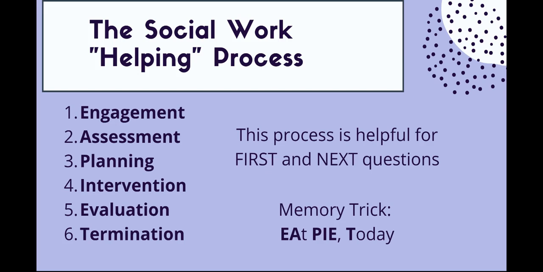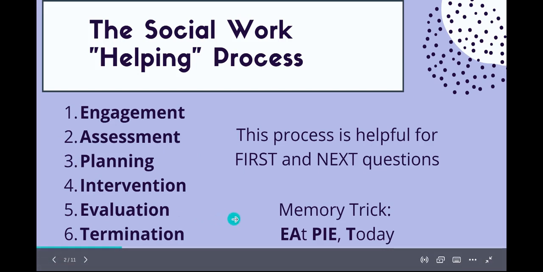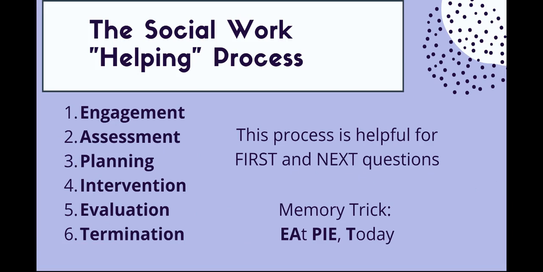And some people like memory tricks. So our memory trick for the social work helping process is eat pie today. Eat would be engagement, assessment, pie, planning, intervention, evaluation, today, termination. So you're really using those first letters, eat pie today. If you look, it's the first letter in those different stages. So if you're looking for a little memory trick, that is one that some people have used with success to kind of help them jog their memory when they are trying to remember these 6 stages.